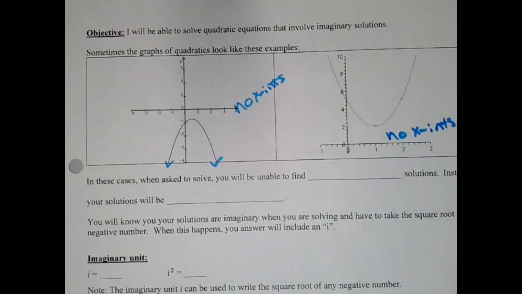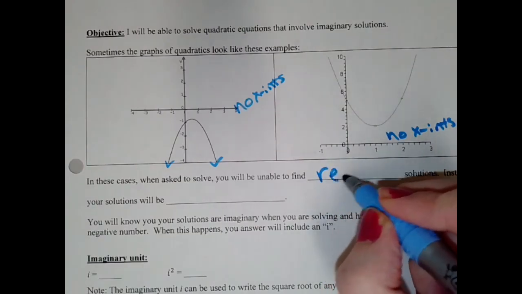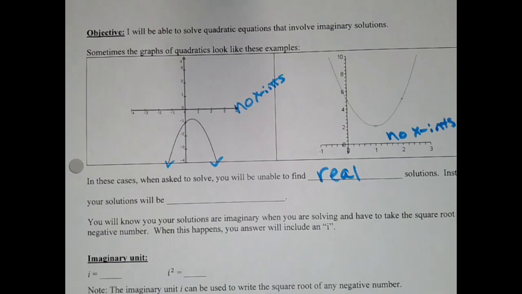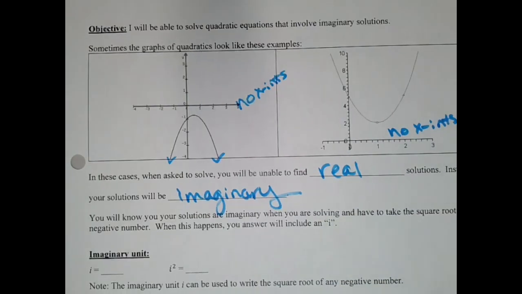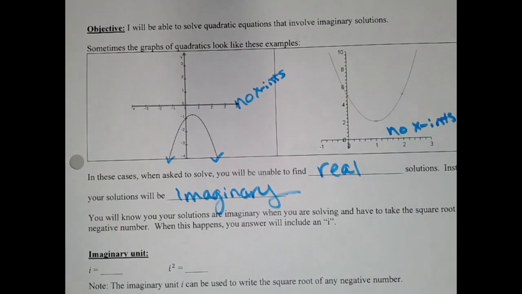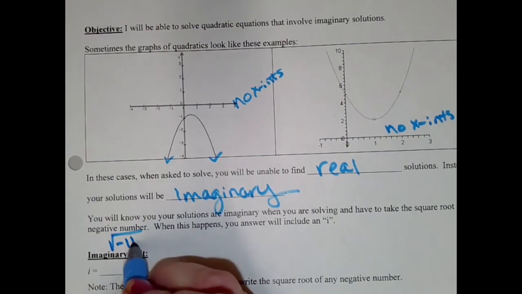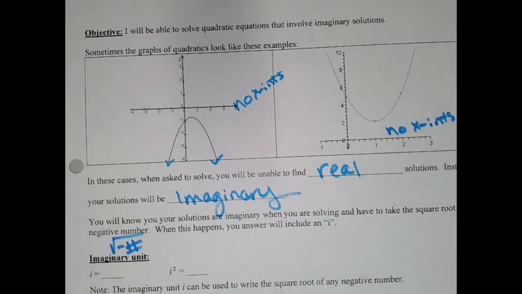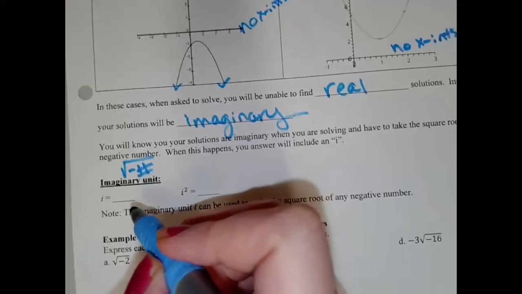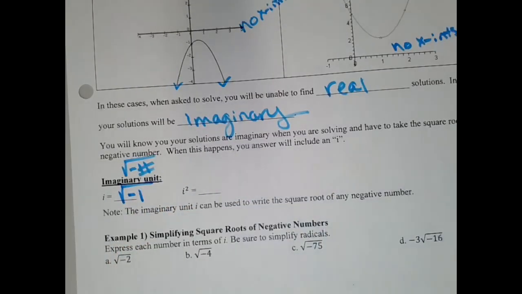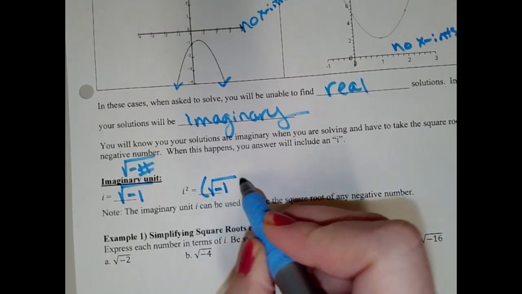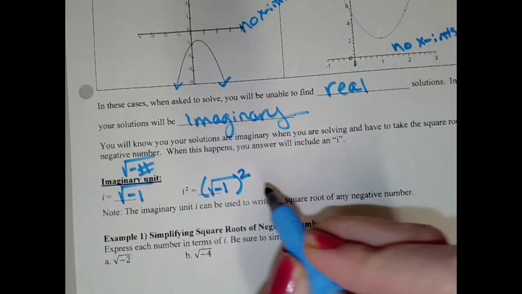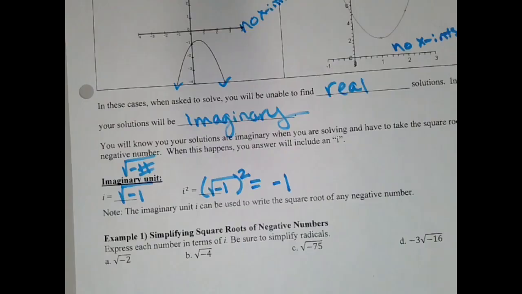In these cases, you will be unable to find real solutions. Instead, your solutions will be imaginary. You will know that your solution is imaginary when you are solving and you have to take the square root of a negative number. So anytime you see the square root of a negative number, that means you're going to be dealing with an imaginary unit. The imaginary unit i is equivalent to the square root of -1. i squared is the square root of -1 squared. If you square that, a square and square root cancel each other out, so i squared is -1.